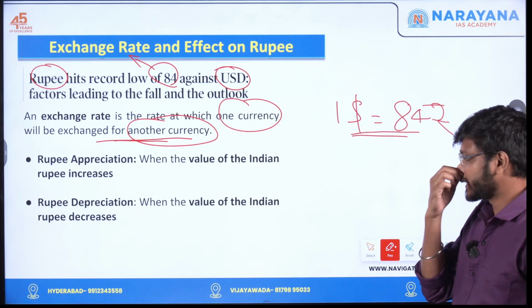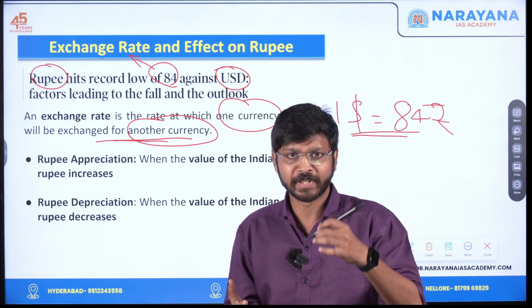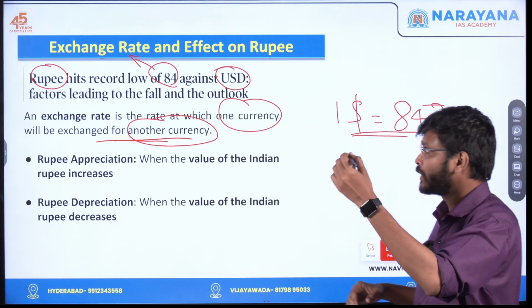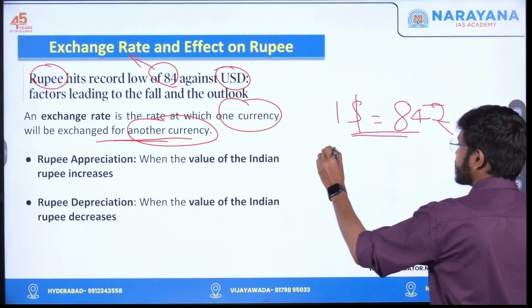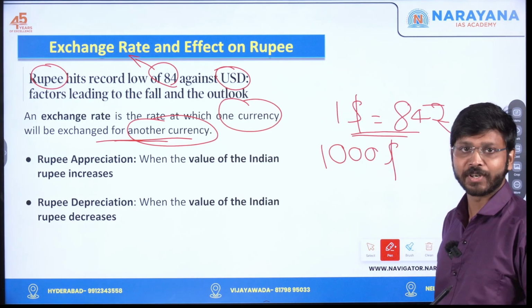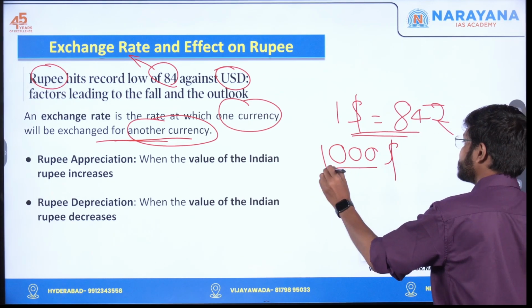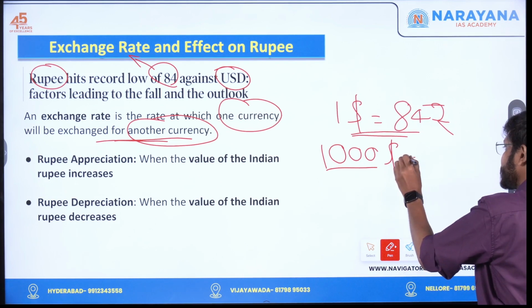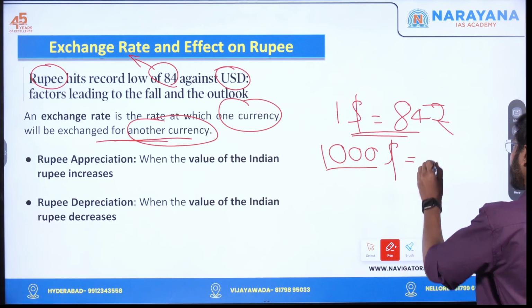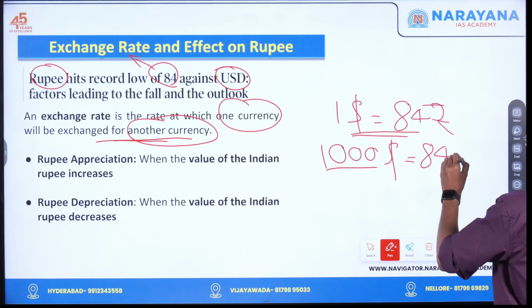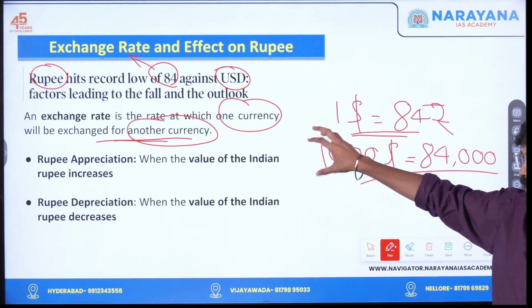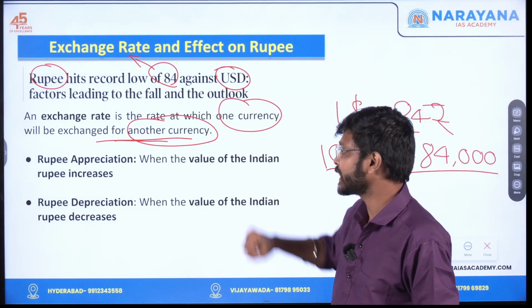Imagine you are living in India and you want to buy a car from US. US currency is dollars, right? Imagine that car is costing $1,000. Obviously, you won't get a car for $1,000, but still, imagine it. As per the current exchange rate, the money in Indian rupees you will have to pay will be 84,000. This is how the exchange rate works. I hope now you got an idea of what an exchange rate is.